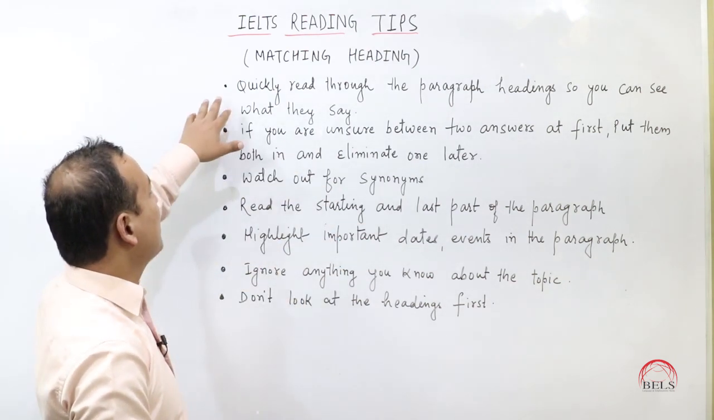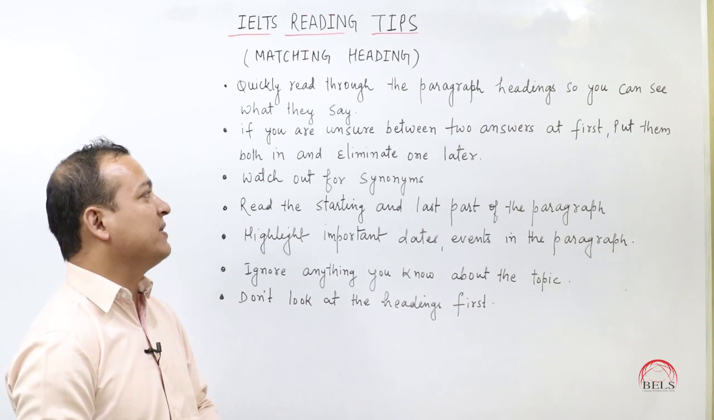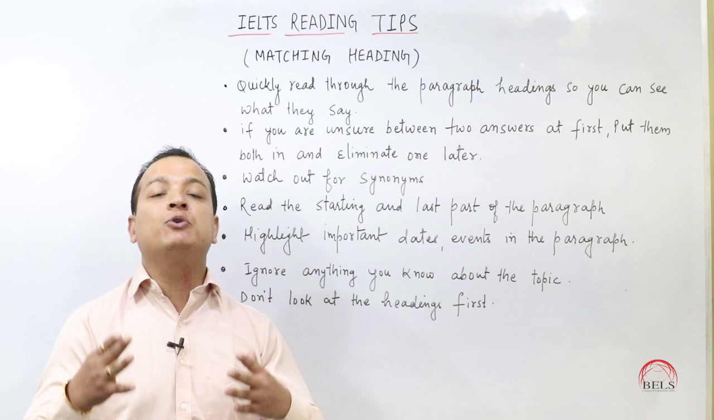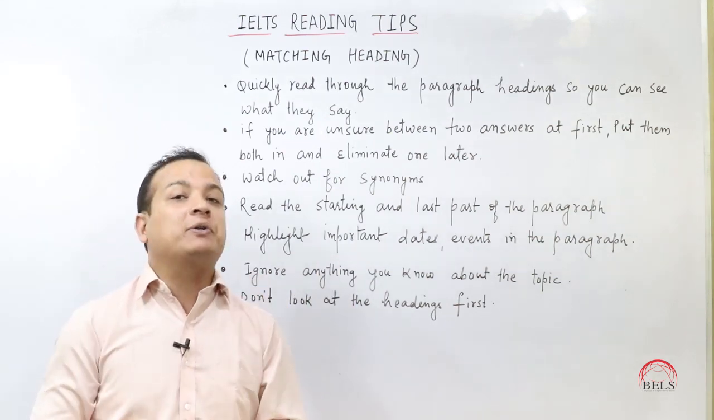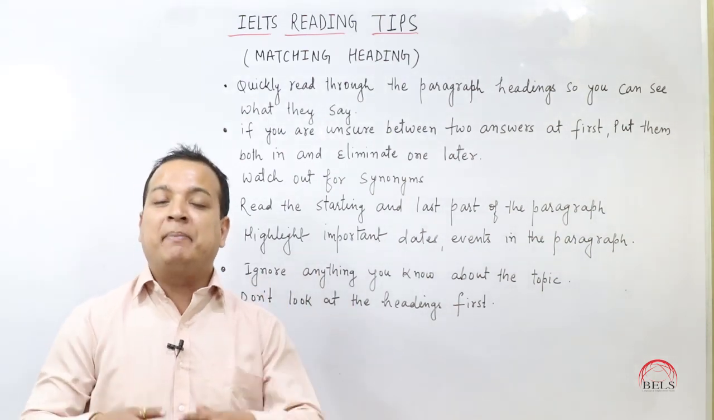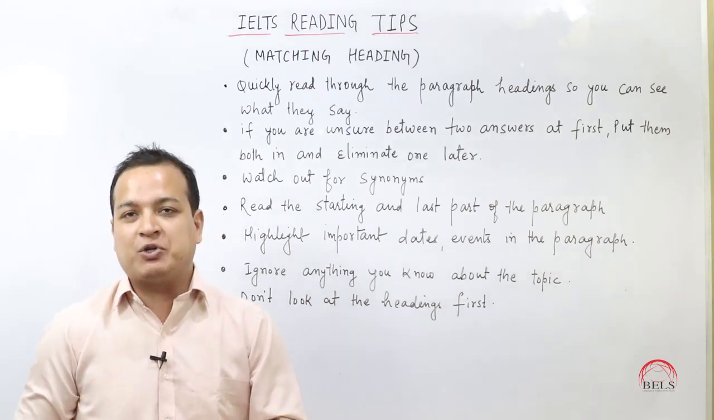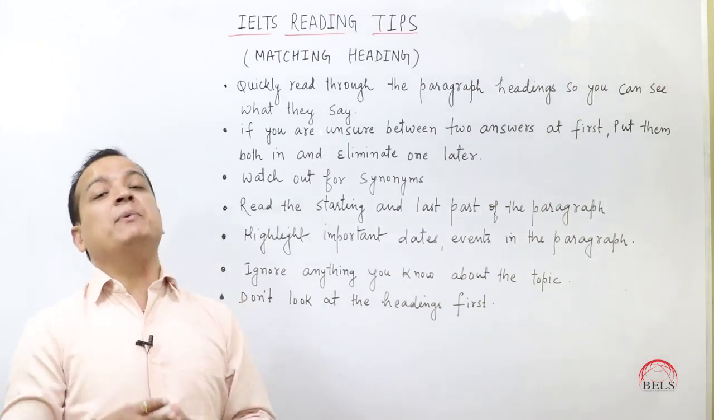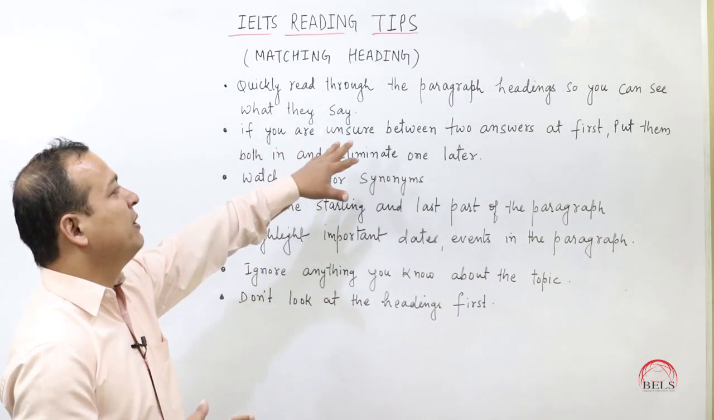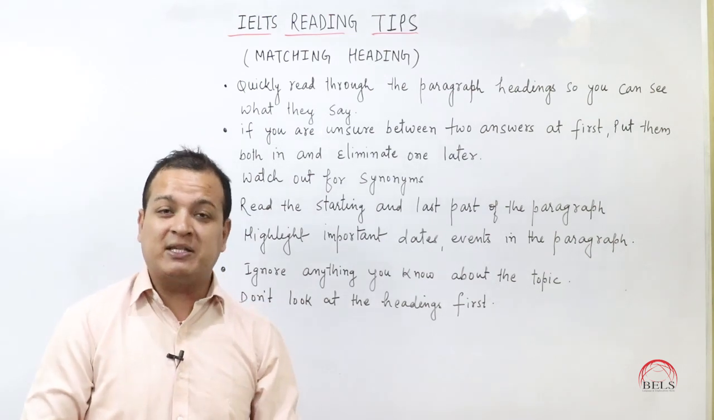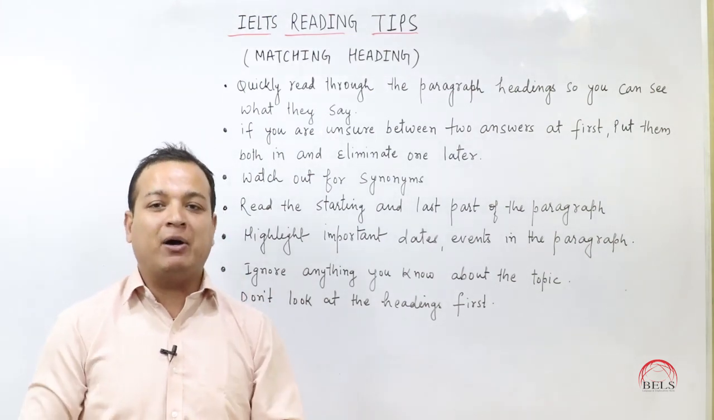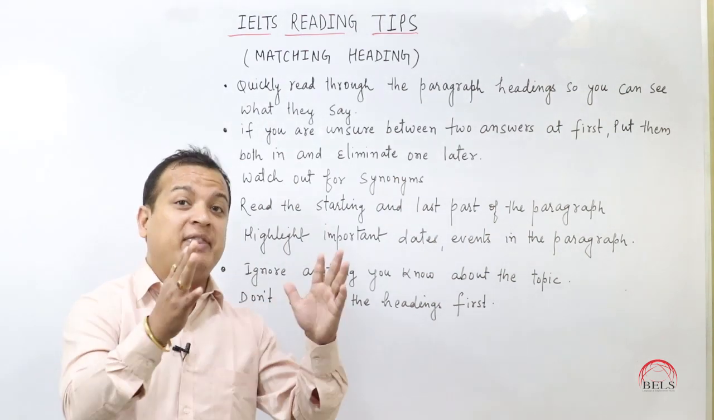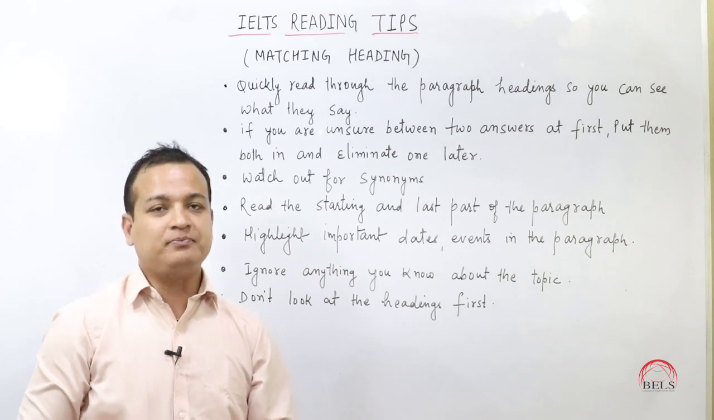The first one is to quickly read through the paragraph headings so you can see what they say. Many of our students do not focus on the headings, and they do not focus too much on the paragraph. Because of that, in a hurly-burly situation, they write the answer, and ultimately their answer is wrong. So my recommendation to you is to quickly read through the paragraph, what this paragraph says. For that, you can use pen and paper and write some key points about what that paragraph is all about.